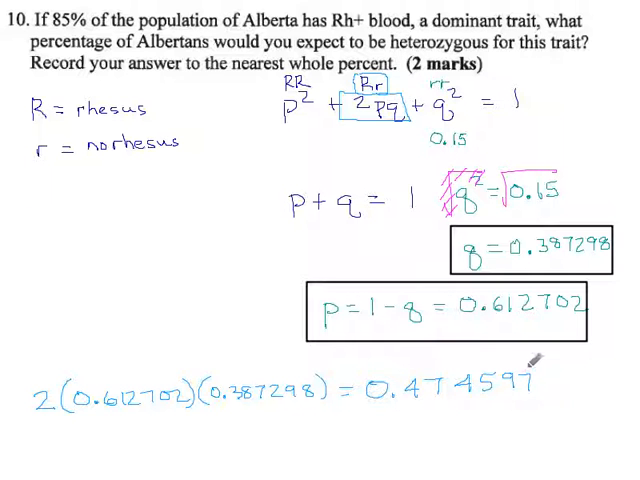That would be okay as a decimal answer, but they've asked for nearest whole percent. So if we multiply this by 100%, we get 47.4597%. And if we round that to the nearest whole number, we'll go, okay, 47. Are we rounding up? No, 4 is not big enough, we're staying at 47. If this had been 5 or higher, we would round up to 48%, but today it is 47%.